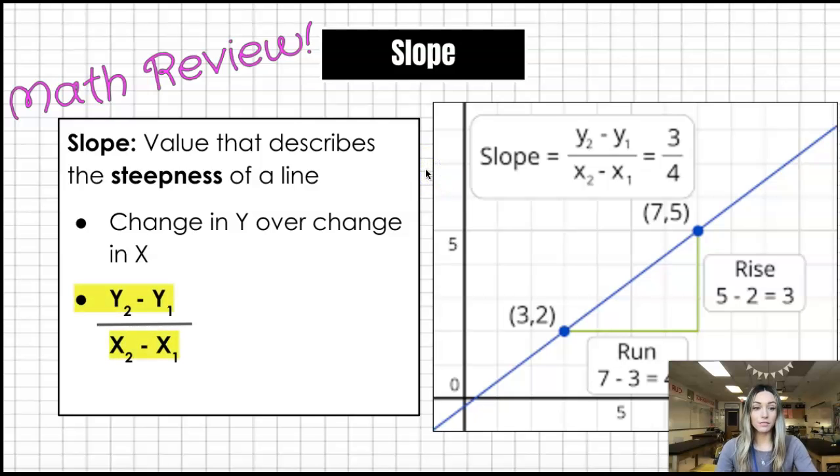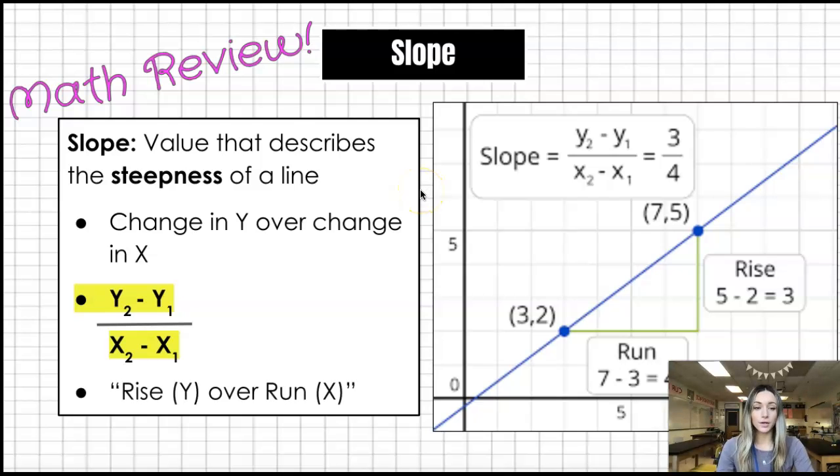The formula for calculating slope is y2 minus y1 over x2 minus x1. That means that you select any 2 points along the line. You select one as point 1 and the other as point 2, and you plug in their corresponding y values and subtract them in the numerator, and you plug in their corresponding x values and subtract them in the denominator. You can see an example of that being done here on the screen.